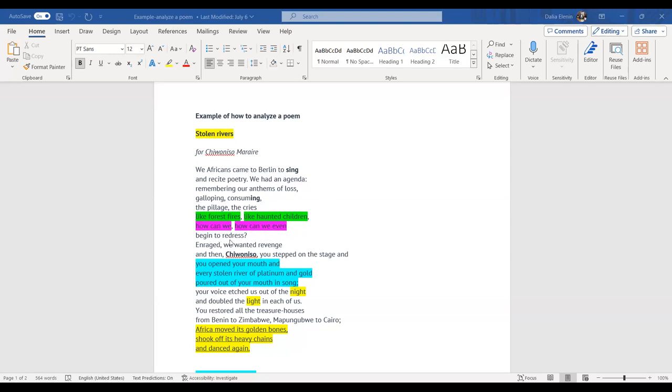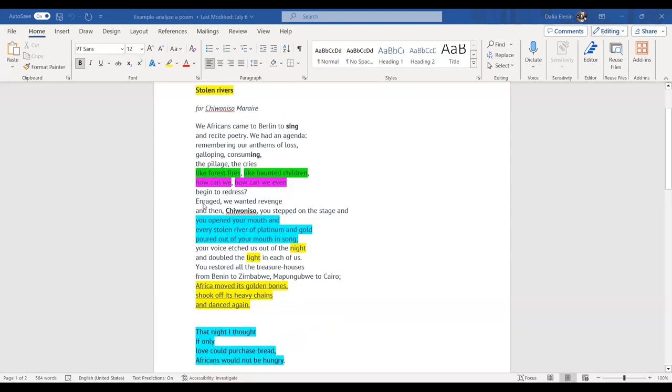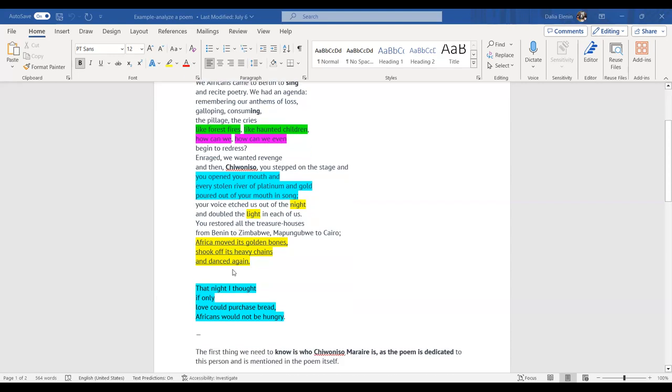How can we even begin to redress? Enraged, we wanted revenge, and then Chiwanisu, you stepped on the stage and you opened your mouth, and every stolen river of platinum and gold poured out of your mouth in song. Your voice etched us out of the night and doubted the light in each of us. You restored all the treasure houses from Benin to Zimbabwe. Bango. Mapango to Cairo. Africa moved its golden bones, shook off its heavy chains, and danced again.